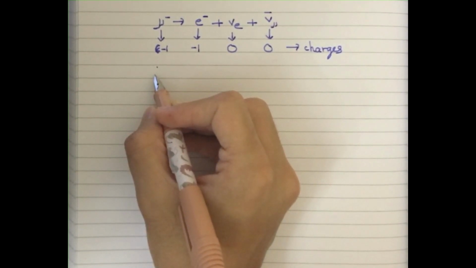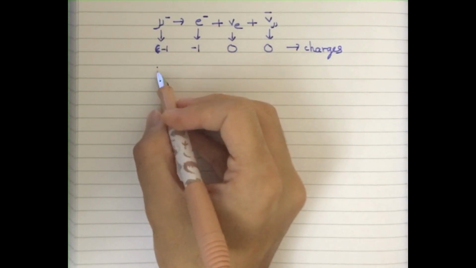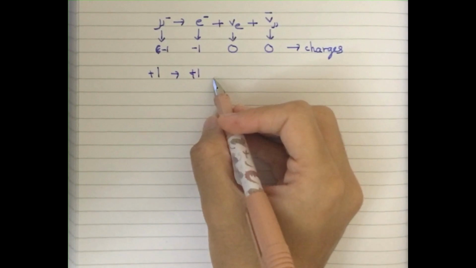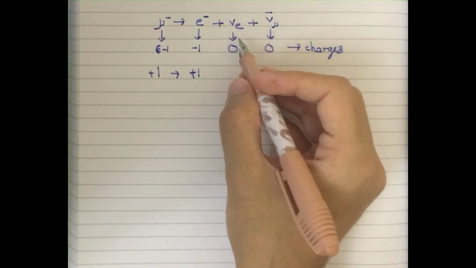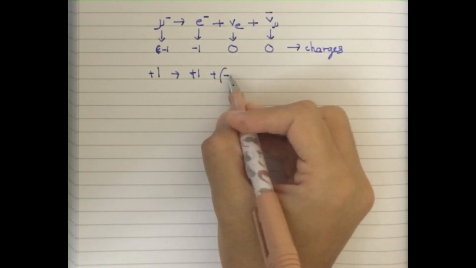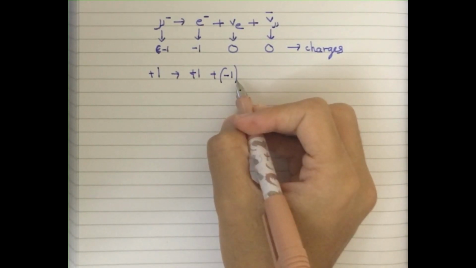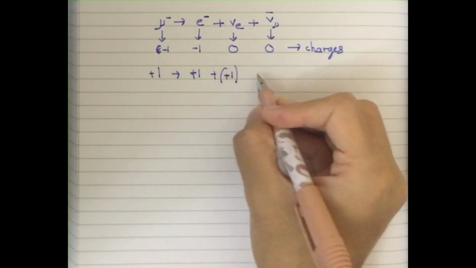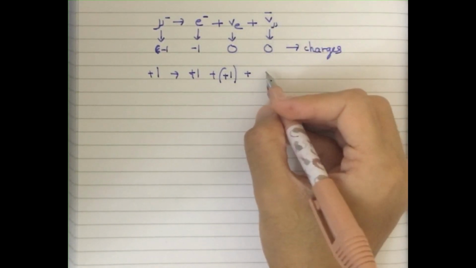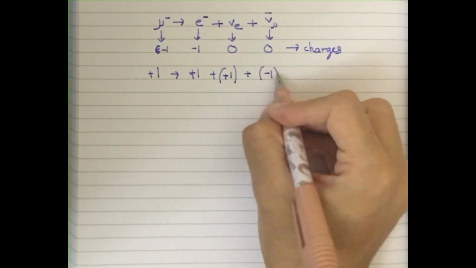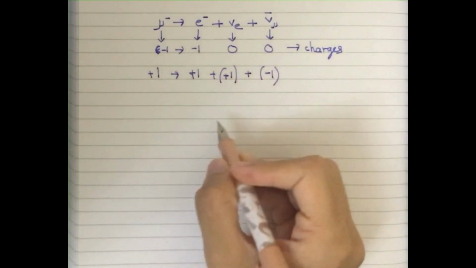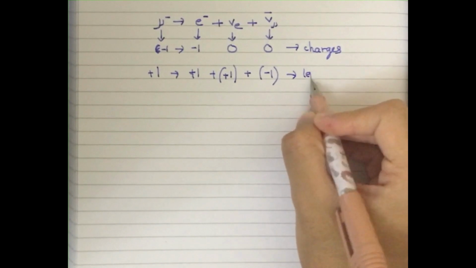The lepton number for the negative muon is +1. Then we have the negative electron, which is +1. The electron neutrino has +1, and the anti-muon neutrino is -1. So these two cancel out and you're left with 1 and 1. So yes, the lepton number is also conserved.